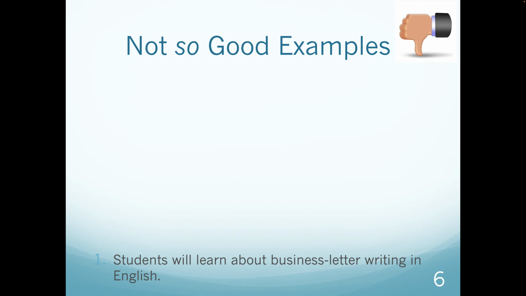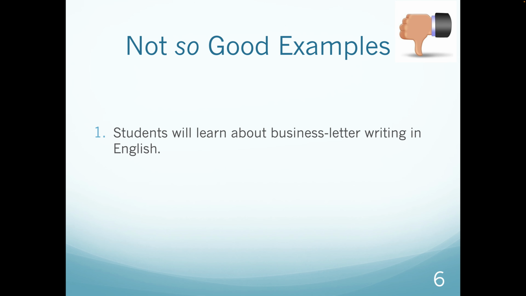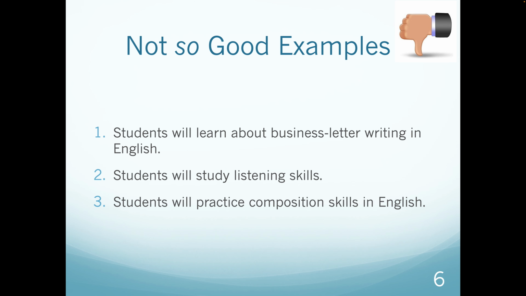Now, we also need to find out what are the not so good examples of stating goals or objectives. So here are a few. One of them will be, for instance, to say students will learn about business letter writing in English. Or to state students will study listening skills. Number 3, students will practice composition skills in English. Or students will learn English for tourism. So they are taken from different courses, obviously.